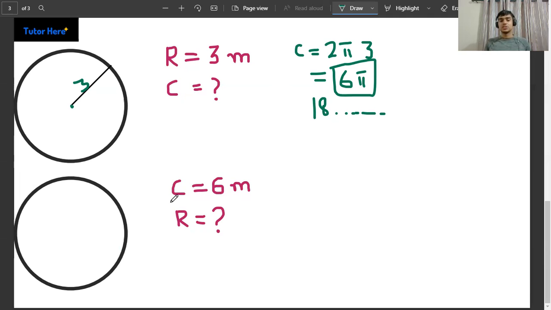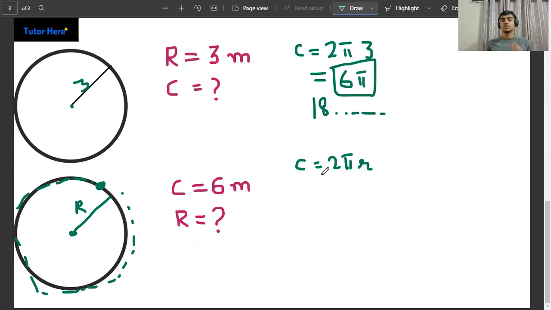So the circumference is equal to 6 meters. So that means, let's say I start from this point. I'm traveling in the circle in a clockwise direction. I travel one full circle, and that is equal to 6 meters. What I want to find out is what is the radius if I've been given the circumference. So what is the radius over here is what we want to find out. So let's use the same formula, which is circumference is equal to 2 pi r.